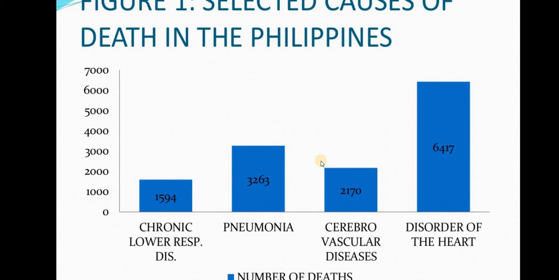Next, this is the number of deaths. Next one, pneumonia. Due to pneumonia, how many people died? It's 3,263. We know it will come between 3,000 and 4,000. We mark it here. Okay, this is the bar diagram. Now we understand how we can mark the bar diagram.